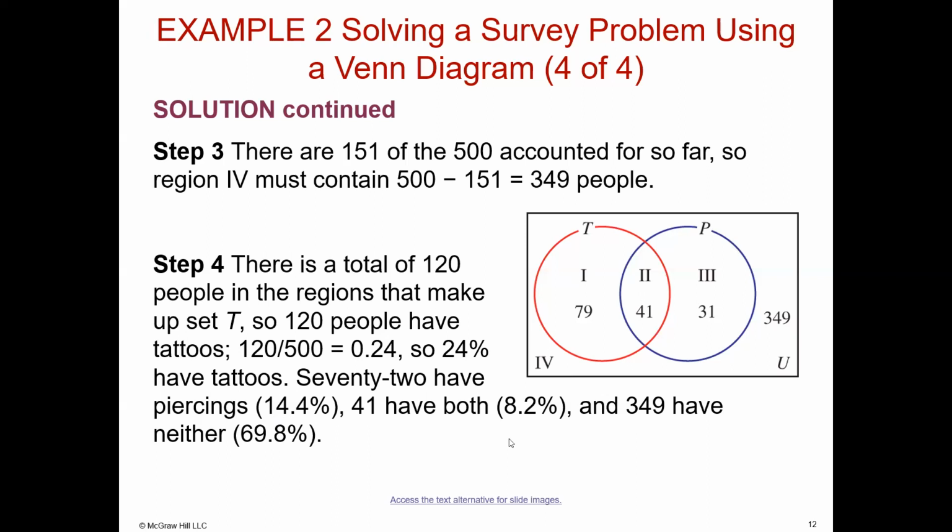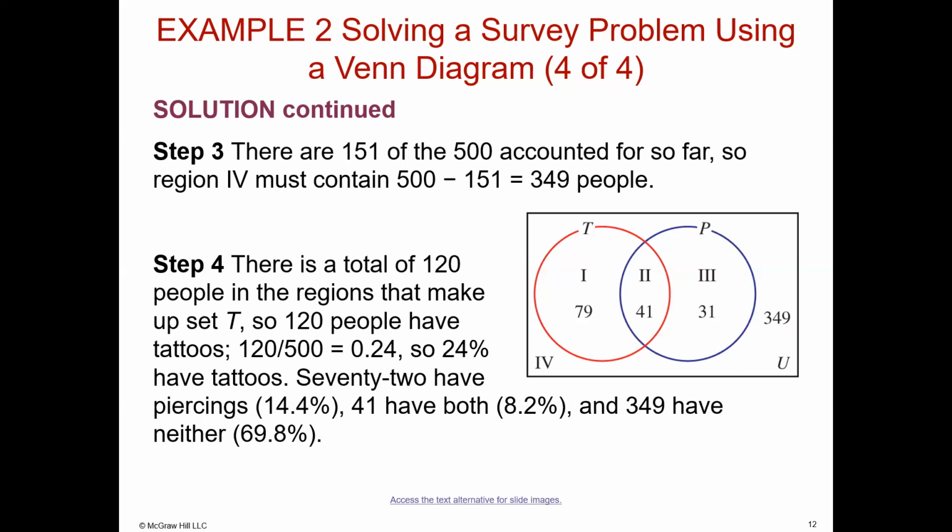Now, what percent have both? Well, that would be 41 divided by 500 times 100%, correct? And what's 41 divided by 500? You do that on a calculator. Initially, it comes at us as a decimal, 0.082. Multiply that by 100%, and we get 8.2% had both a tattoo and a piercing.